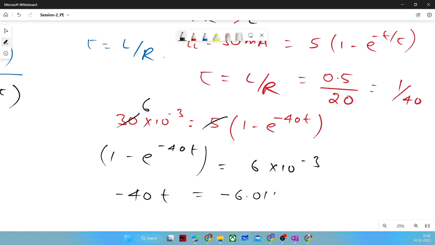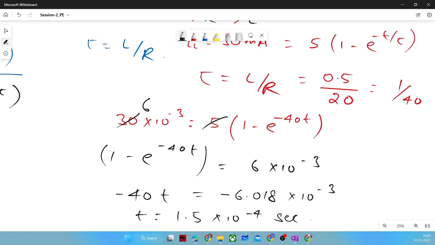Okay, let me write what I have already calculated. If it is wrong, you just update it. So finally, you will get t is equal to 1.5 into 10 raised to power minus 4 second.